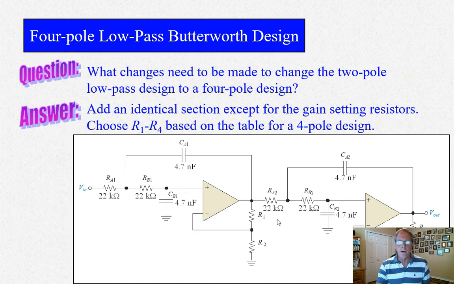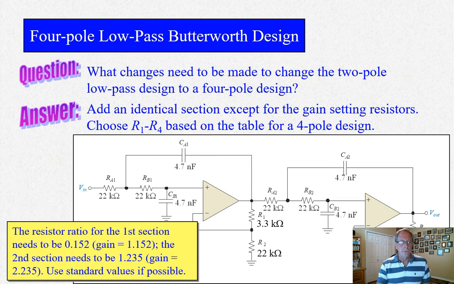So what we have to do now, all of these values here, these cutoff frequency resistors and capacitors, are all the same, 4.7 and 22K, right? But we have to recalculate the R1 and R2 and R3 and R4 based on that table for the 4-pole design. So the resistor ratio for the first section is 0.152.